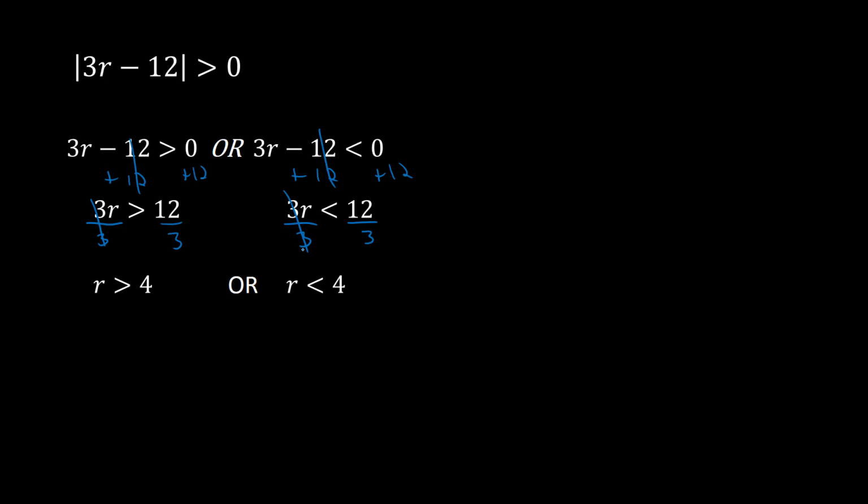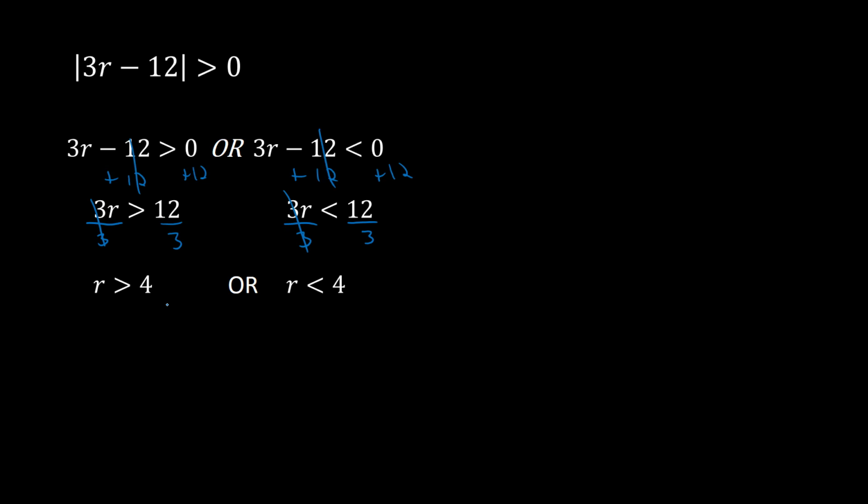So the thing that is unusual about this one, I guess first off, is the 0. So positive 0, negative 0, same thing. But the other thing that's kind of unusual is at the end. Yes, this could be our final statement. r is greater than 4 or r is less than 4. But there's a better way of writing this.